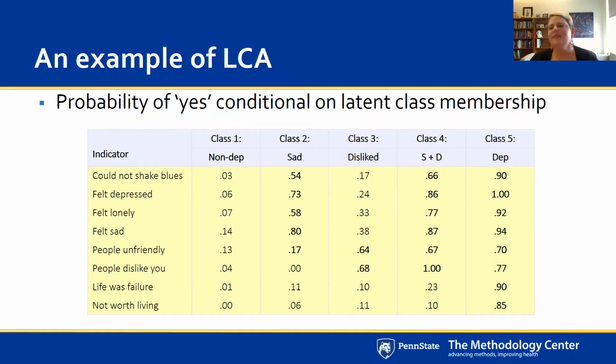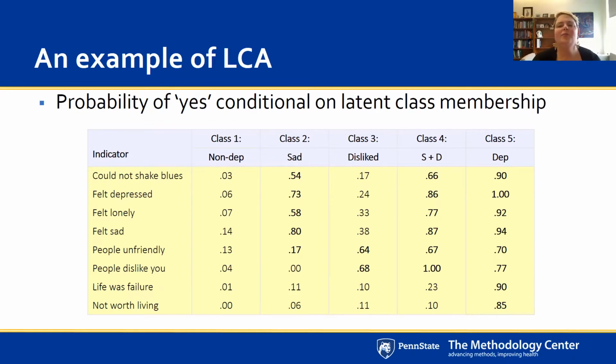Class 3 was named in a similar way. The probabilities for feeling disliked were elevated. In class 4, you can see that the items for sadness and disliked were elevated. And then class 5, we labeled depressed. What is unique about that class is that they're really bringing in that dimension of feeling like life was a failure. So they're really endorsing all of these criteria.